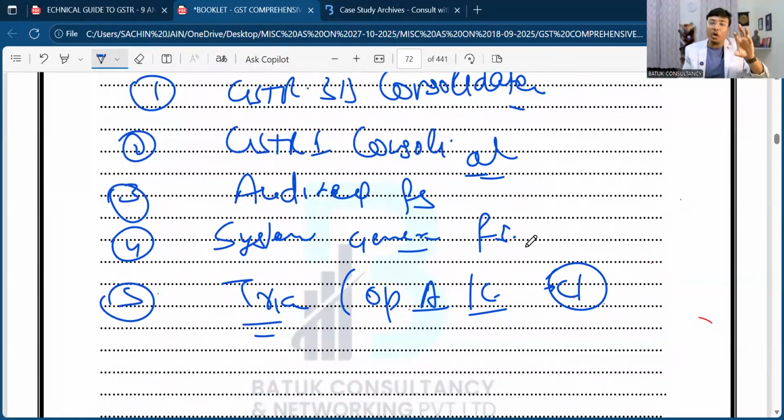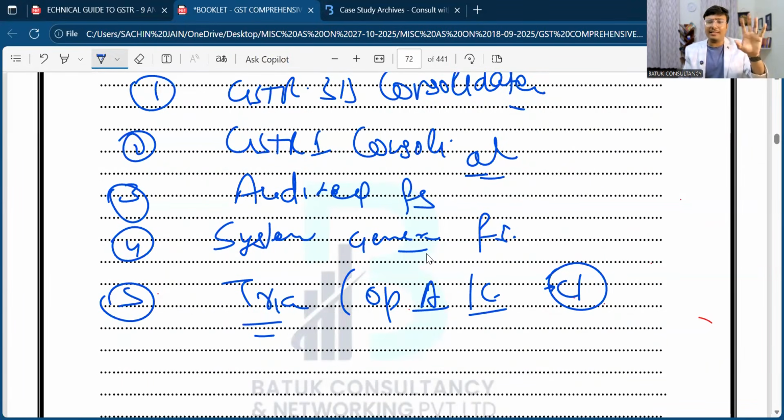So these are the basic documents which we need to take: 3B consolidated, 1 consolidated, audited financial statement, system generated financial statement, and trial balance. If it is not possible in your accounting software or SAP to take the trial balance, in that case you can take the balance sheet. Balance sheet with each and every line item, a detailed balance sheet you can say, so your work will automatically be done.